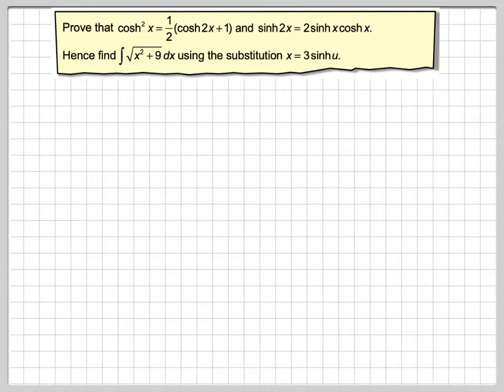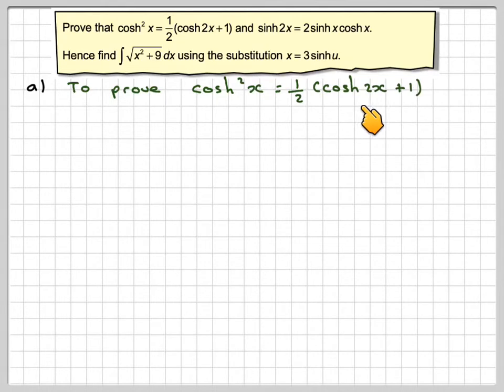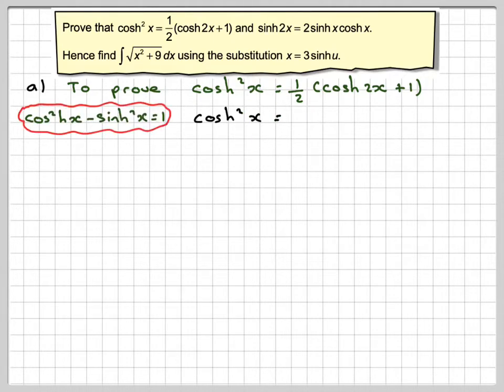Right, so we've proved the identities first. We are going to use these identities in order to solve this integration. So we've got to prove cos squared x is equal to a half cos 2x plus 1. If we rearrange this identity, which I proved in a different video, cos squared x minus sin squared x is equal to 1, we get cos squared x is equal to 1 plus sin squared x.